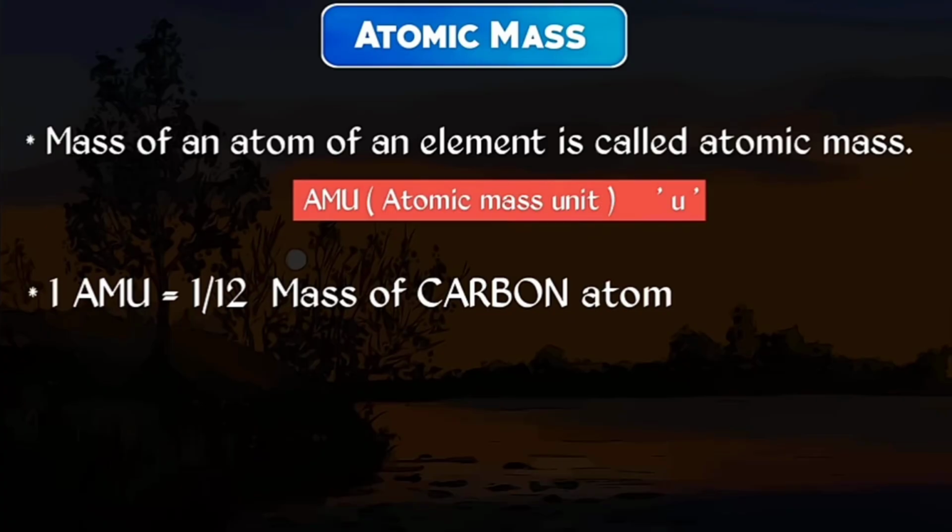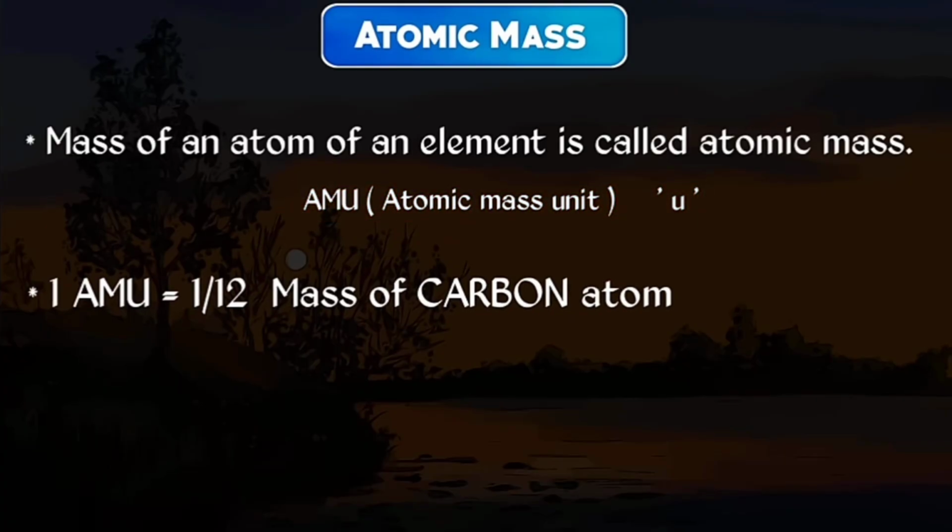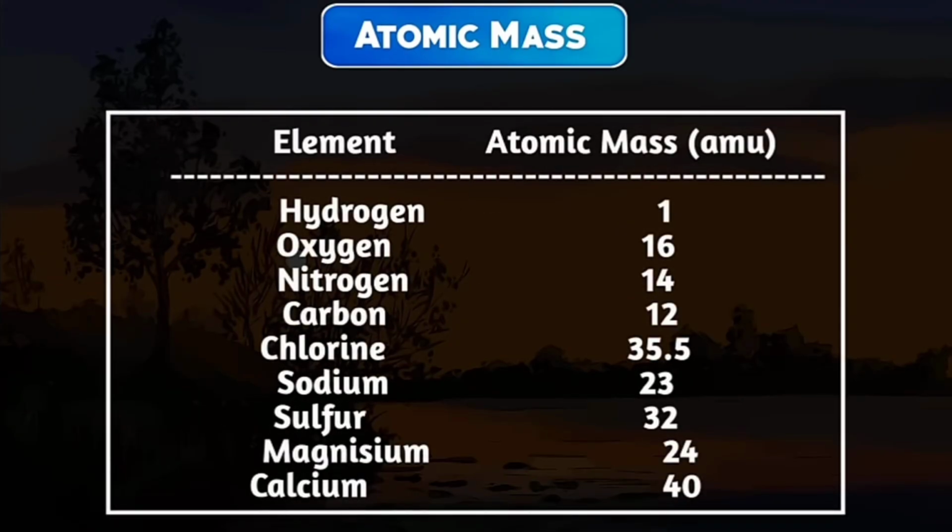I'm going to mention the names of some elements. You should memorize their atomic mass as well, as they are very important and are widely used in physics. For example, a hydrogen atom has a mass of 1 atomic mass unit. Second, carbon 12 atomic mass units, nitrogen 14 atomic mass units. Then oxygen 16 atomic mass units.